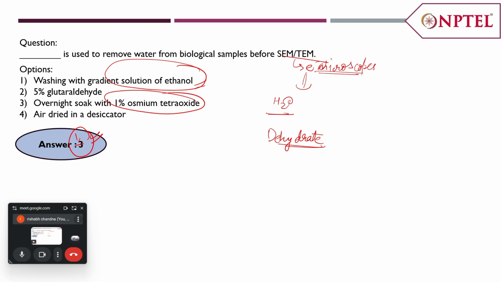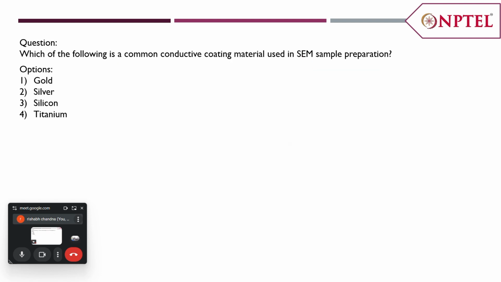Okay, so let's move on to the next question. Which of the following is a common conductive coating material used in SEM sample preparation? Options are gold, silver, silicon, or titanium. What can be the correct answer?